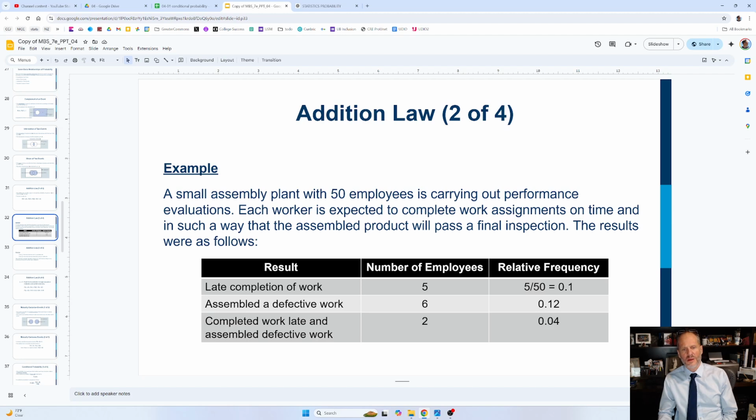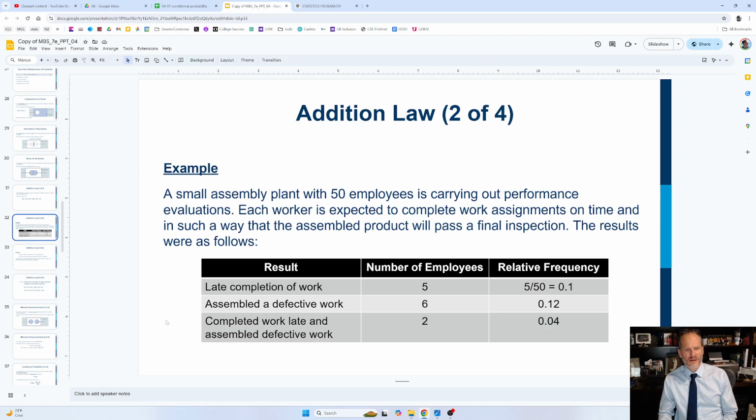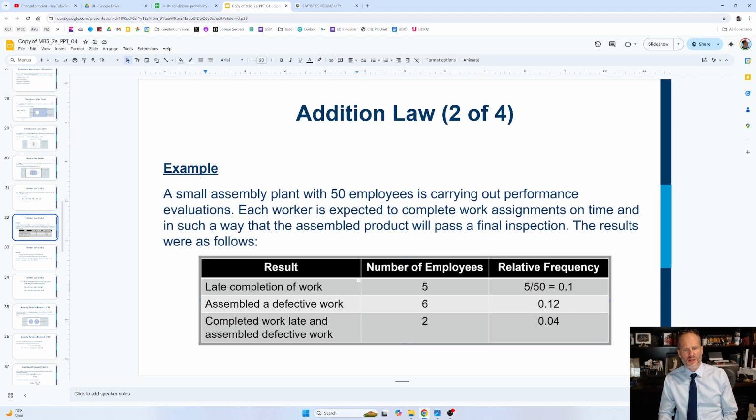A small assembly plant with 50 employees carries out performance evals. Each worker is expected to complete work assignments on time and in such a way that the simple product will pass final inspection. The results are as follows. Late completion of work, 5 employees. Defective work, 6 employees. Late and defective, 2 employees.